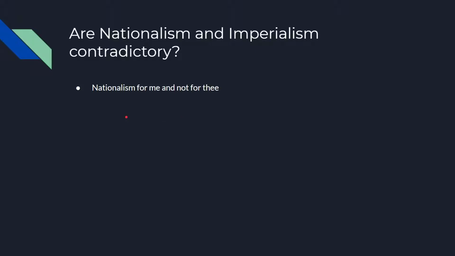So as we go around conquering other countries, those countries aren't allowed to be nationalistic, but we're going to be nationalistic. Us Great Britons are going to conquer other people in order to improve our national status. However, places and colonies such as Egypt, they don't get to be nationalistic because we are busy controlling them. So nationalism for me and not for thee. I think that this is inherently a contradictory position.